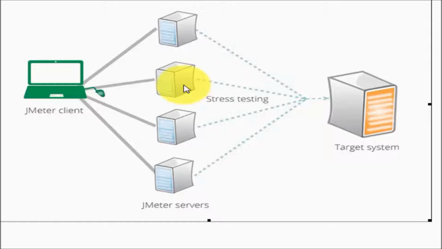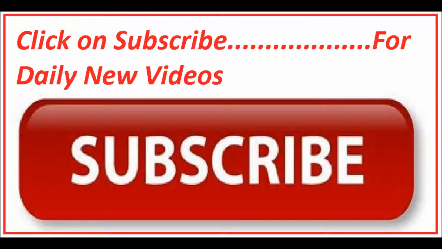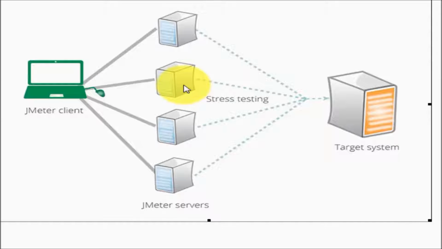That is one point. Apart from it, in real-time scenarios, my application will be hit by different users available in different locations. So if I do performance testing from one system, the complete load goes to the server from one system, so we cannot implement the actual scenario. To implement actual scenarios, we use different machines or different locations to apply load on the server. So ultimately, we can implement a real-time kind of scenario.